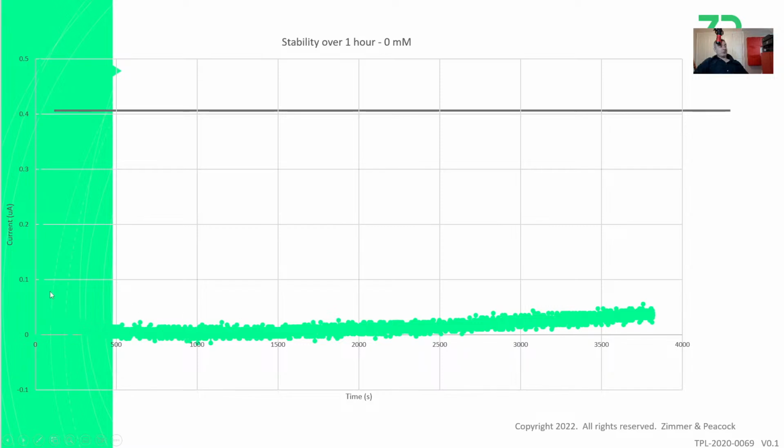This is at 0 millimolar. The drift is not terrible at 0 millimolar. Probably the reason the drift is not terrible is it's not really detecting any glucose. But I'll describe why this is happening in a minute.